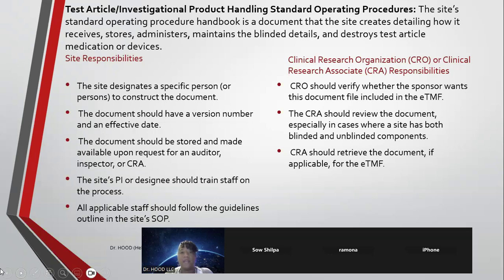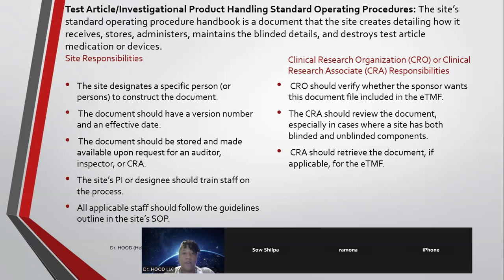They have created this document. However, we as CRAs have to make sure that they're following their own procedures. It's one of the number one things an auditor is going to come and try to make sure is being done. Are you following the guidelines that you have created? So the site designates a specific person or persons to construct the document. It's usually their regulatory or the quality team that does this, but every site is different.